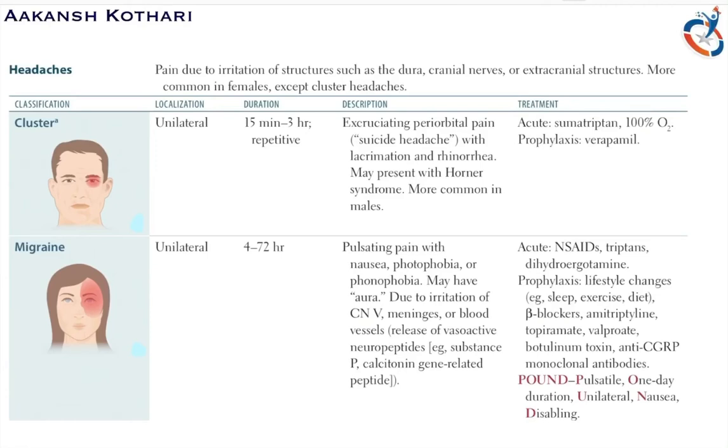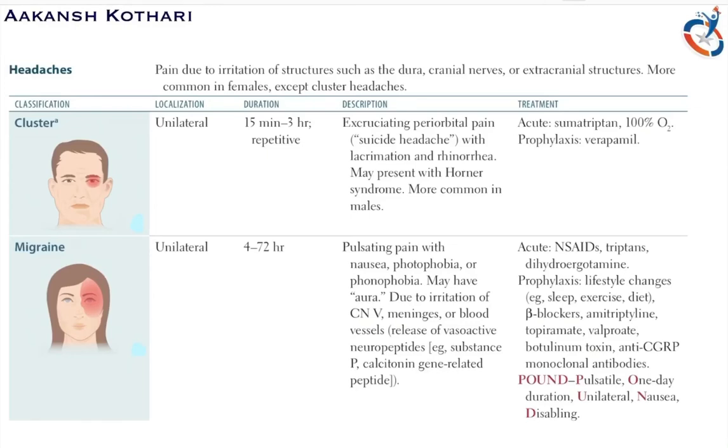Now, what is basically a definition of headache? It is the pain due to irritation of structures such as dura, cranial nerves, or extracranial structures. Okay, so it is the pain which is majorly due to the irritation of the structures such as dura, cranial nerves, and extracranial structures. Now, these are more common in females except the cluster headache, or the first type of headache, is only common in male, whereas the rest two are more common in females.